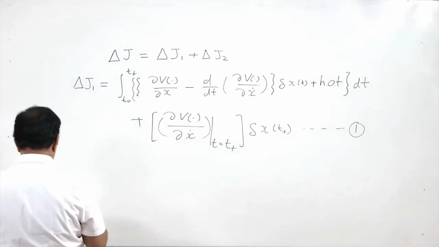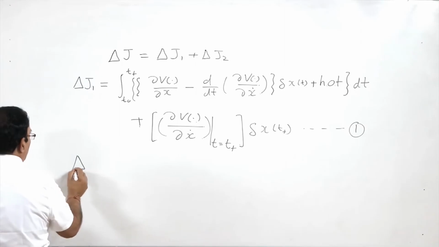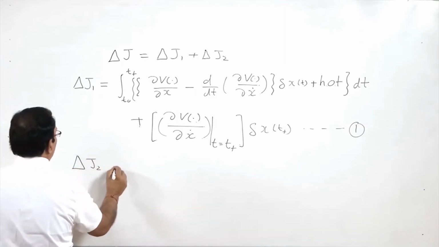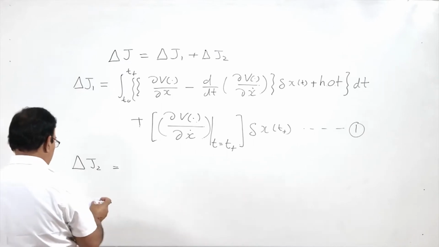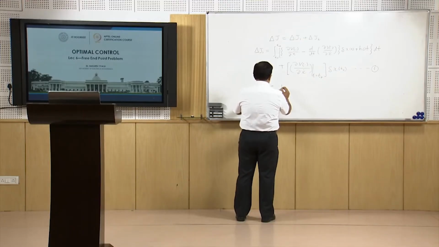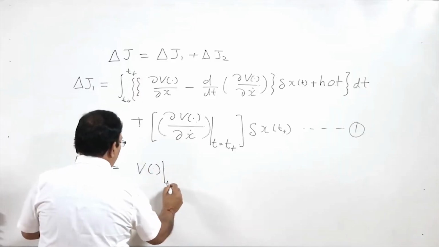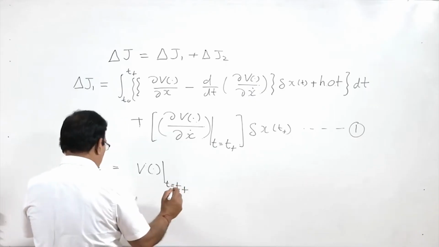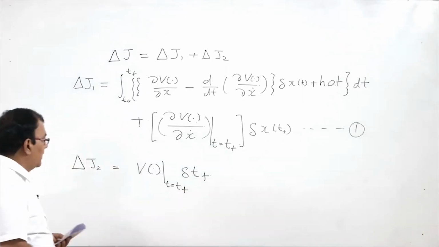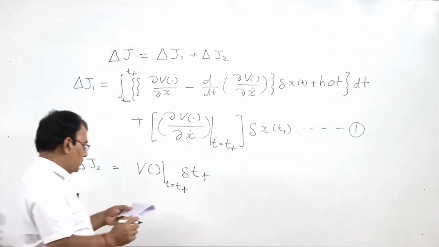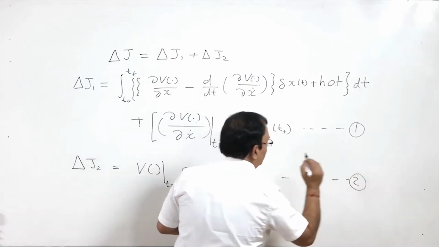and delta J2 we have derived as nothing but, we can say, the v dot at t equal to Tf into delta Tf. So, this was our expression for J1 and J2, this we are saying as equation number 2.